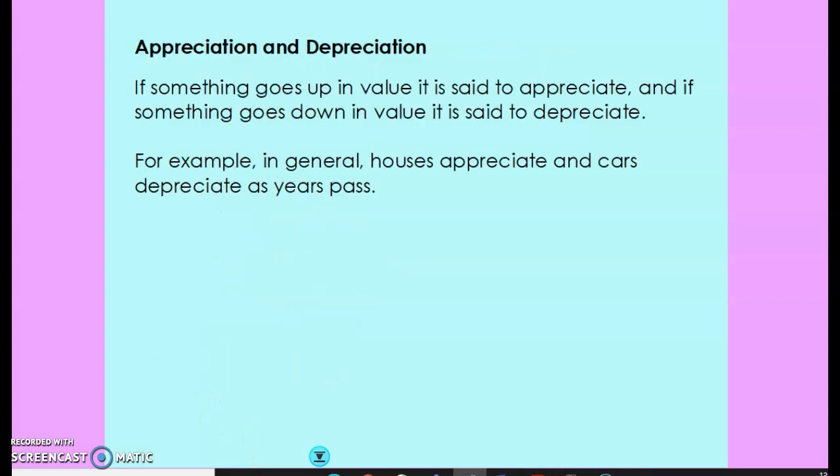Next wee bit then. Okay, appreciation and depreciation. So if something goes up in value, it's said to appreciate. If something goes down in value, it's said to depreciate. In general, houses appreciate in value and cars depreciate, brand new ones.